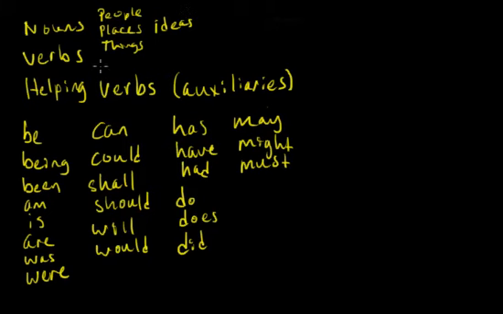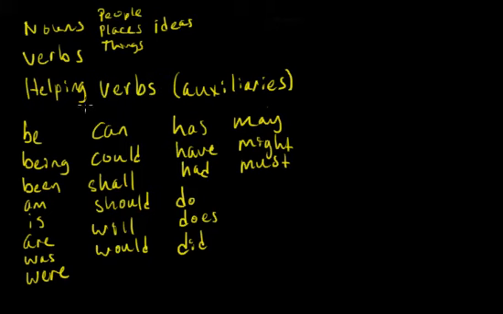Verbs are action words. Jump, run, hit. We also have some linking verbs. These right here are actually linking verbs. Be, being, been. Am, is, are, was, were.